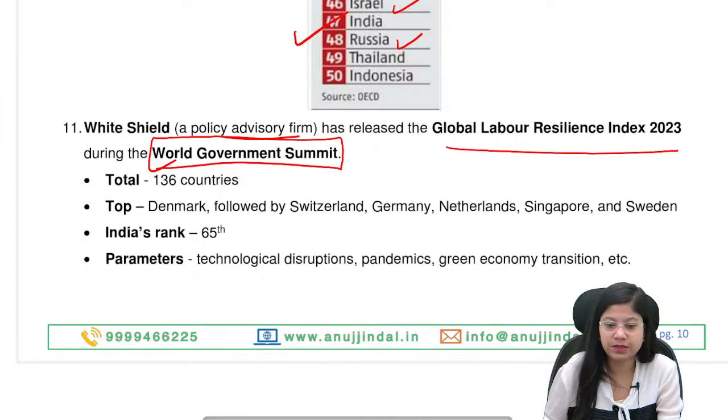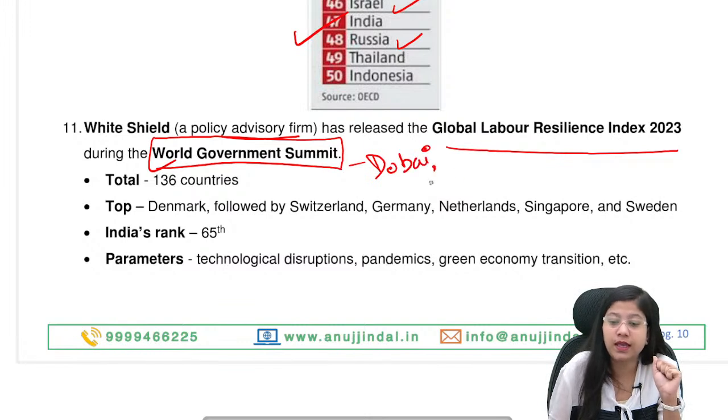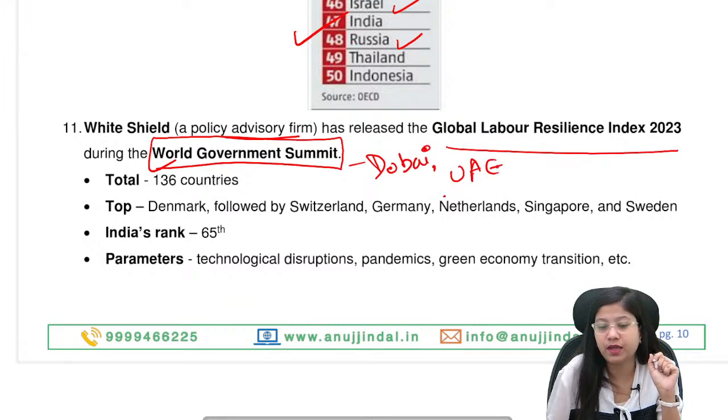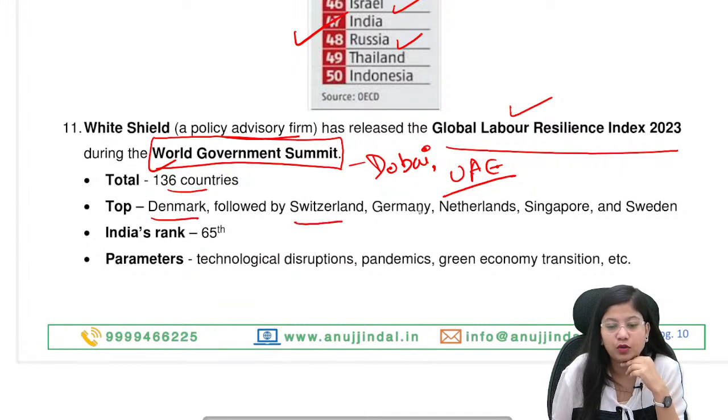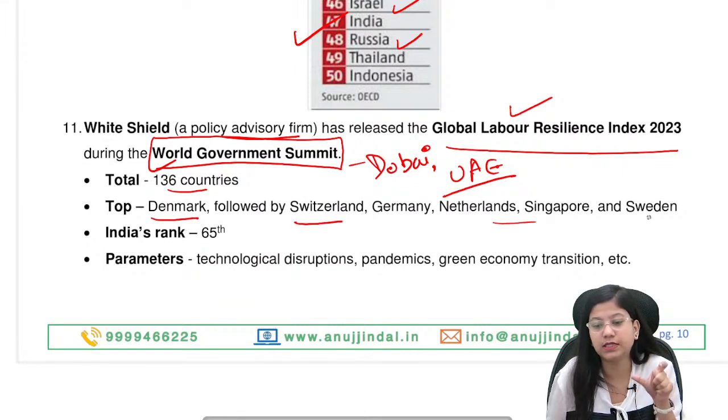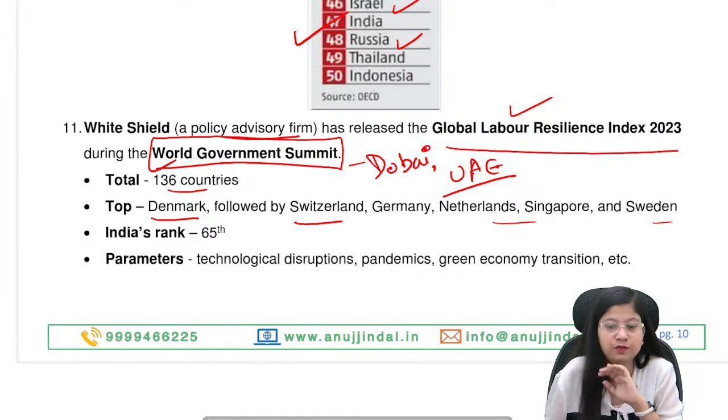Nobody knows about it. It's UAE. The World Government Summit is organized in Dubai annually by the UAE government. 136 countries were assessed in the Global Labor Resilience Index. Denmark is at top, followed by Switzerland, Germany, Netherlands, Singapore, and Sweden. So these are the following countries.